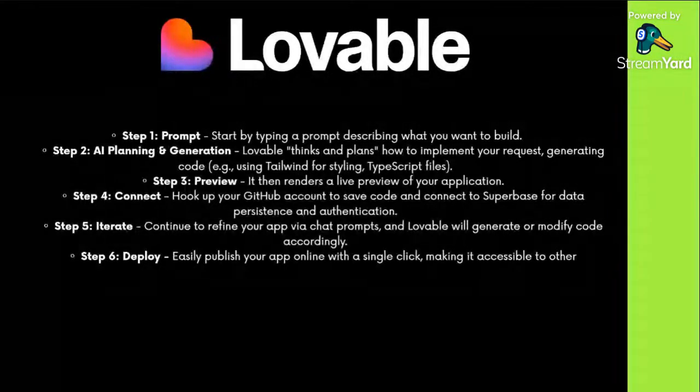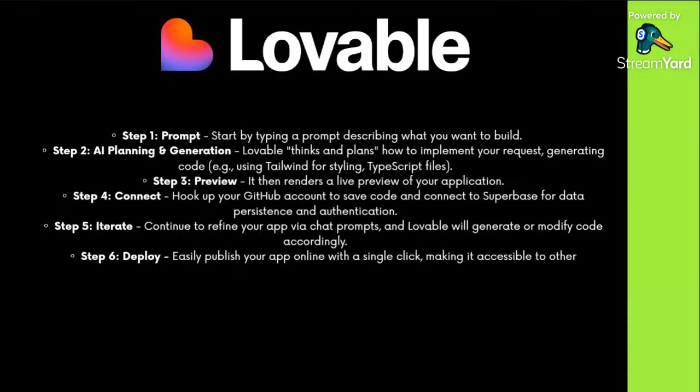Step one, prompt. As Karan would have given you an idea of prompt engineering, you probably know how to write the best prompt by now. Start by typing a prompt describing what you want to build. Using what Karan has told you, create the best prompt you can of the idea you have and put it in Lovable so that you can get the best output and the best visual as close to your idea onto the screen. Next is the AI planning and generation.